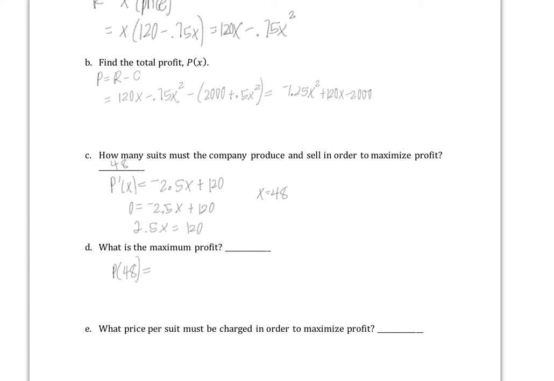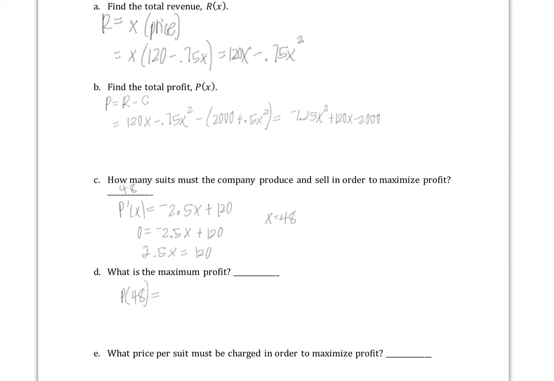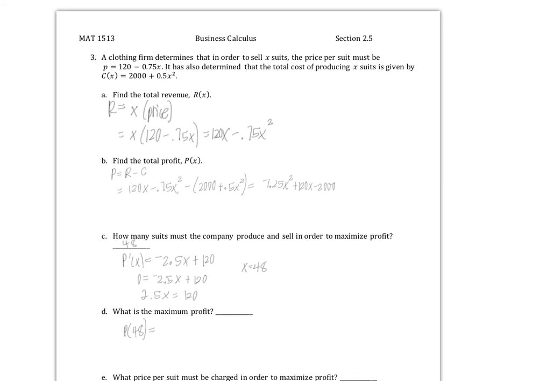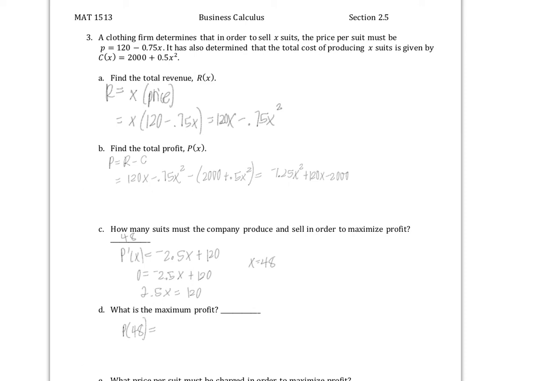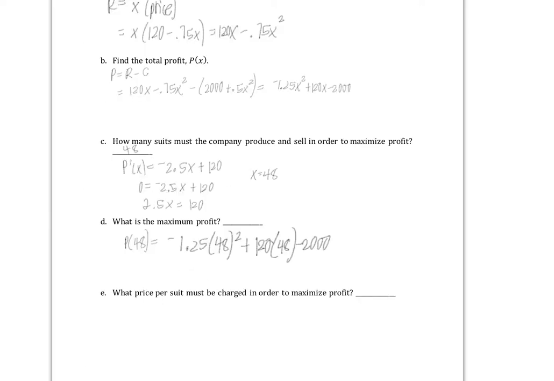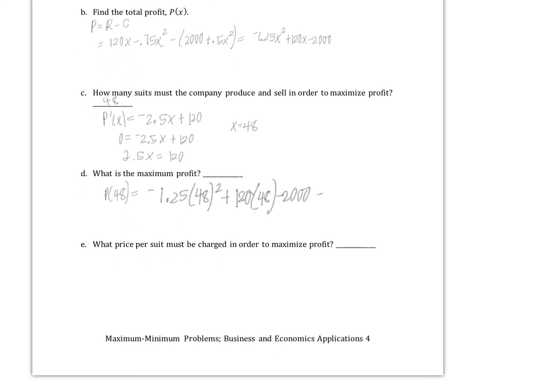And I'm saying P of 48, and I'm saying big P, not little p. Little p is the price, okay? So big P is always profit, little p is the price. And when we plug in 48, we get 880. That's that y value, okay.